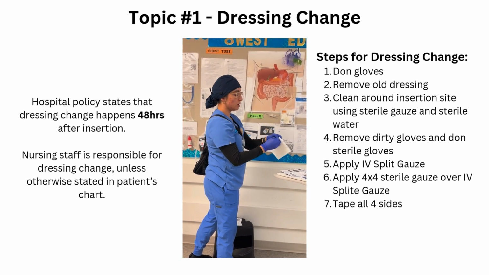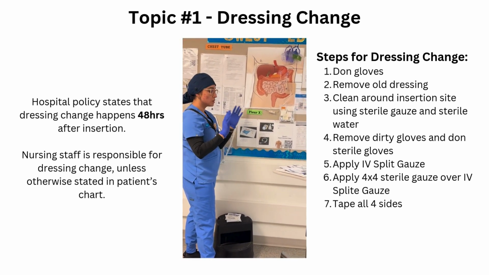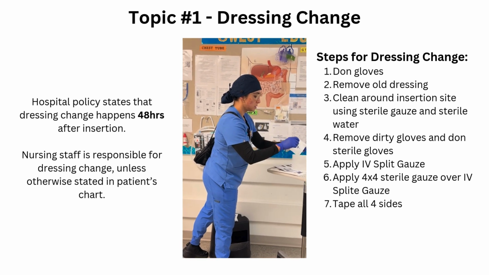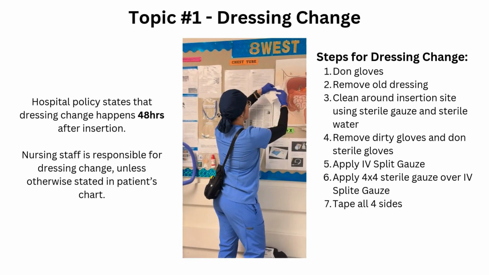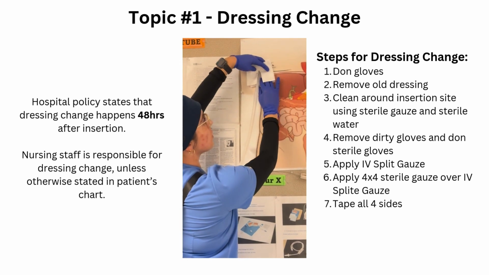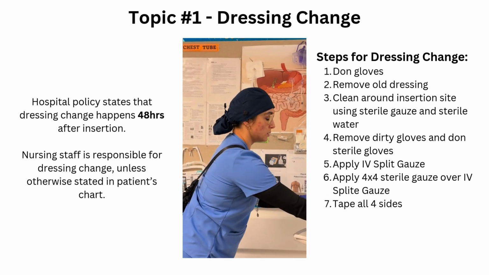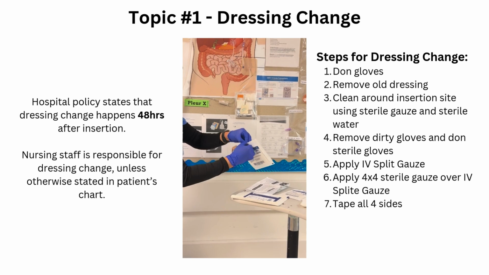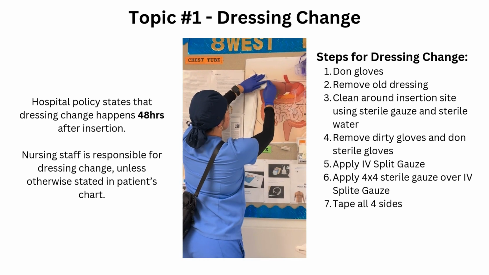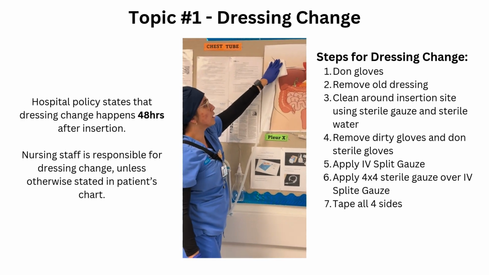Then, after this, we will remove the old gloves, perform hand hygiene, and put on sterile gloves. Pretending that these are sterile, we're going to open up our split gauze. One piece of gauze will go over the top, from the bottom, and then the other one will go from the top, just like that. Then you will have your regular 4x4 gauze. Put that over, and then with tape, provide tape on all 4 sides. And that is how you change the dressing on a chest tube.